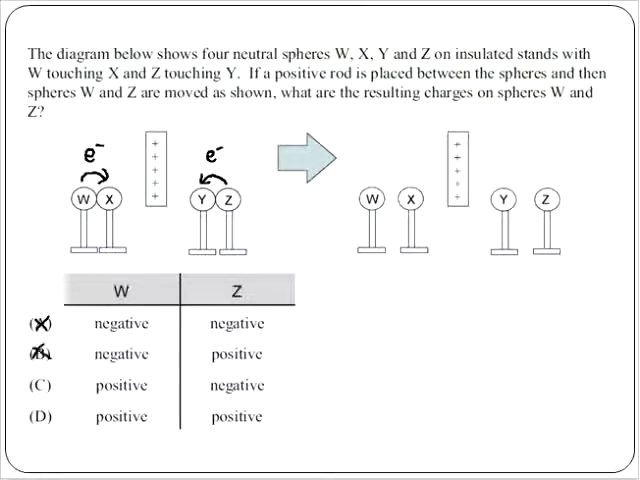So we can rule out the first two. W we know has to be positive. This one is positive, this one is negative, because electrons have moved from W into X. And when we separate them, they get trapped. And over here, this one is negative, this one is positive. So W is positive, so is Z. So the answer is D. The answer is D.